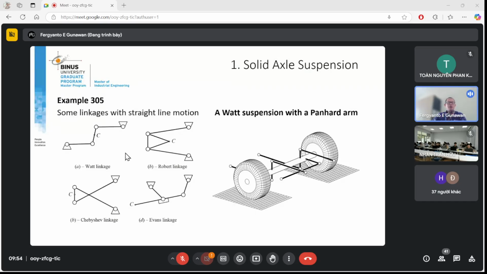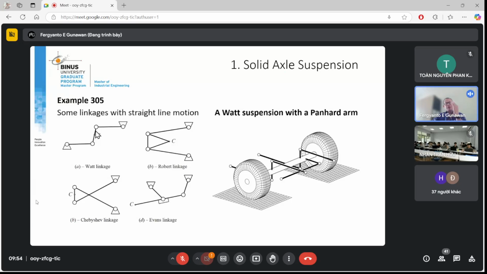Now we introduce these more complex structures, and this is a 3-bar linkage, and this will be connected to the vehicle body. This point will be connected to the tire, to the wheel, to the tire, right? So these 2 points to the vehicle body, and this is to the tire, maybe the axle here.